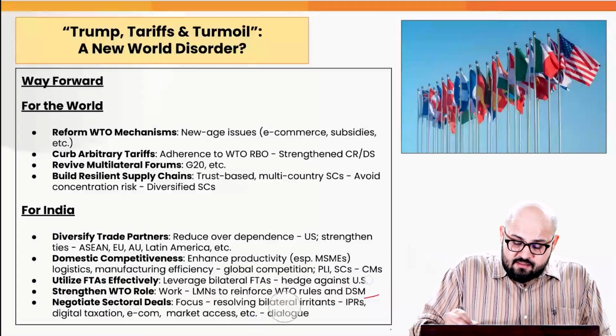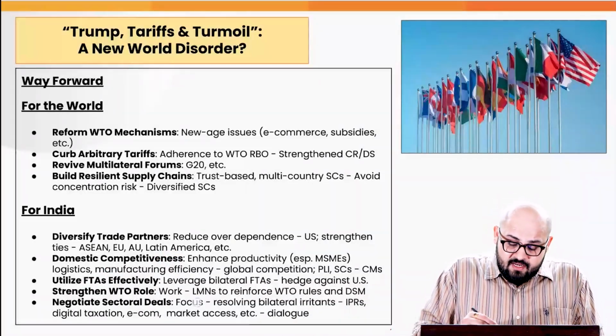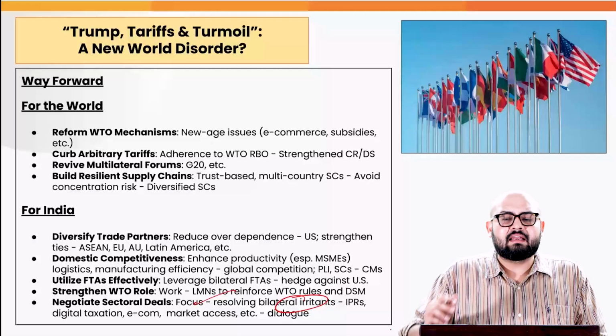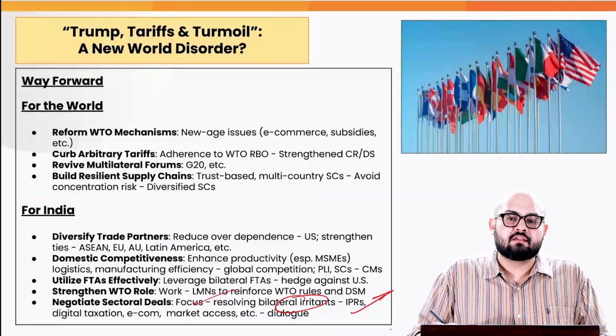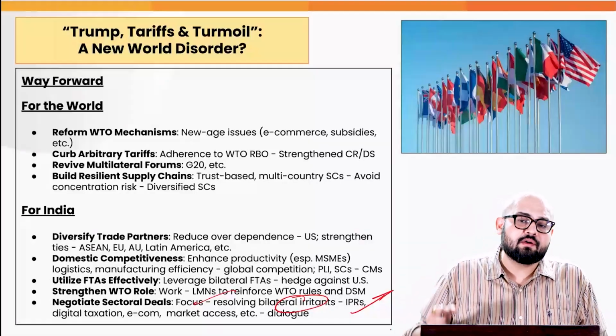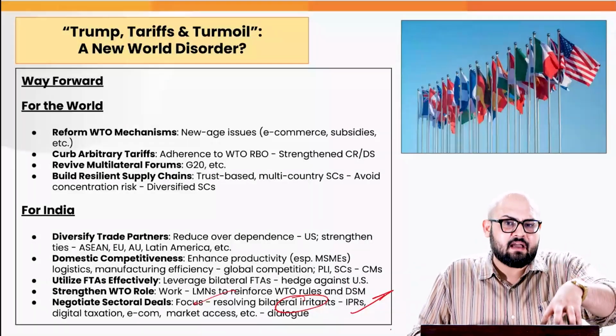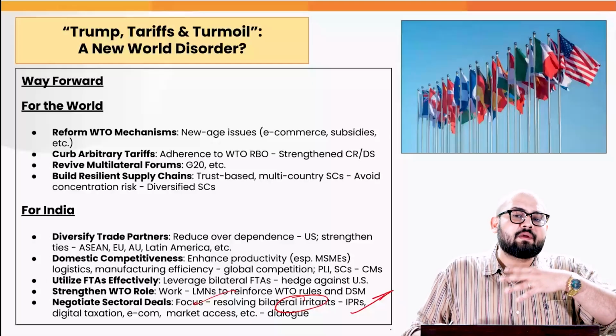Next, negotiate sectoral deals. That is, we need to focus upon resolving the bilateral irritants. India has had issues with the EU with respect to the intellectual property rights. In fact, also we have this issue with respect to US. So we need to focus upon these specific areas, right?